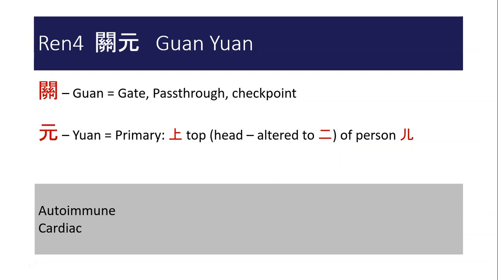REN4 has a very interesting function, actually two of them. One is by the name Guan Yuan. Yuan means primary. So it shows the head on top of the feet. So it's a point that clearly relates to the head. So it is a point that you can use for headaches and head issues. But primarily the main usage of this point is for autoimmune disorders and for cardiac disorders.